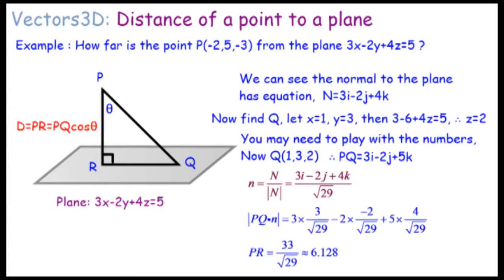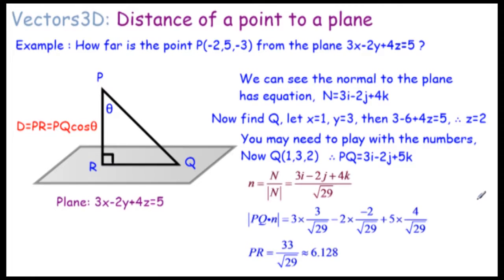Here we have an example, and it's pretty easy. How far is the point minus 2, 5, minus 3 to the plane 3x minus 2y plus 4z equals 5? I just made up a point and a plane. You can see straight away the normal. It's very easy to pick this normal up: the 3, the minus 2, and the 4, quite easily read from the equation of the plane. Obviously, we don't use the 5 at this stage.